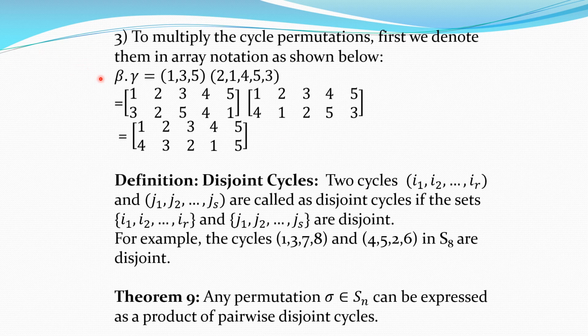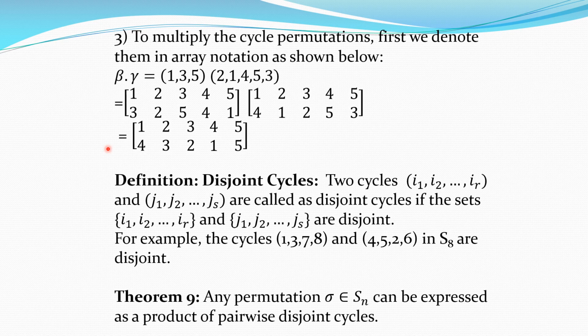Now this is beta, (1, 3, 5). It means 1 goes to 3, 3 goes to 5 and 5 goes to 1. The remaining 2 and 4 map identically. Now here the other, gamma, in cyclic notation is (2, 1, 4, 5, 3). So 2 goes to 1, then 1 goes to 4. 4 goes to 5. 5 goes to 3. So below 5 we have written 3. And after 3 the bracket closes. So 3 will map to the starting element, that is 2. Now going from right to left and top to bottom we get beta composite gamma.